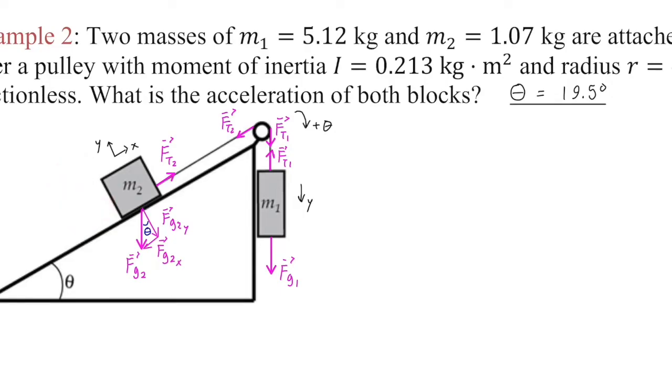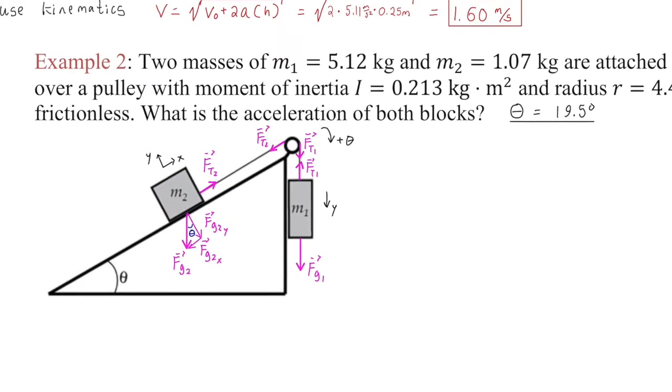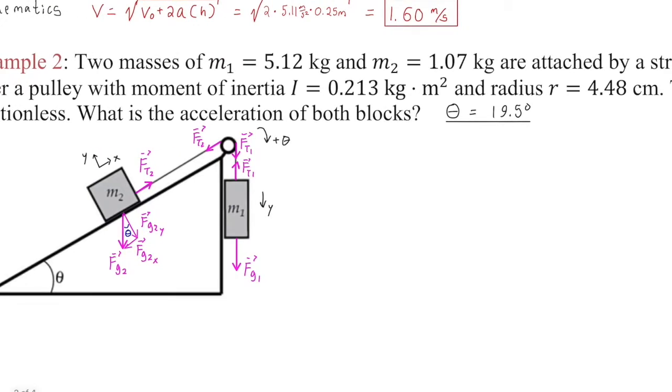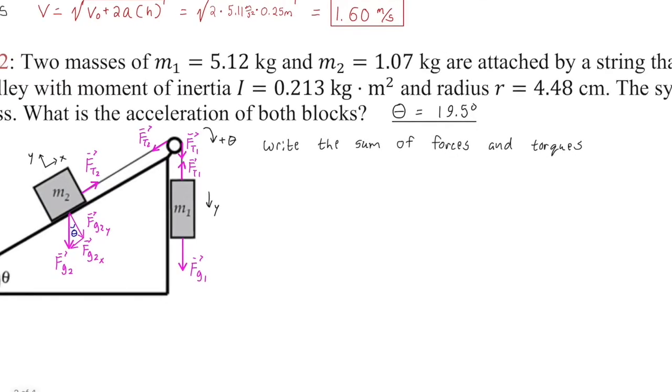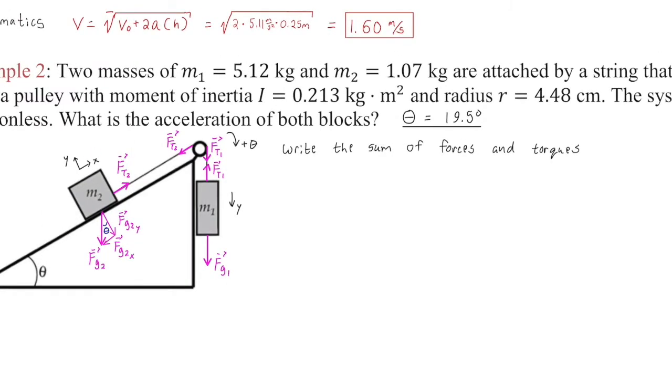In other words, the only force other than tension that's acting in the x direction on M2 is a component of the gravitational force. Okay, so let's set up our sum of forces for block 2, block 1, and a sum of torques on the pulley. And unlike the example before, we're going to have 2 torques acting on the pulley rather than just 1, okay? All right, because there's the 2 tensions. All right, so write the sum of forces and torques, okay?